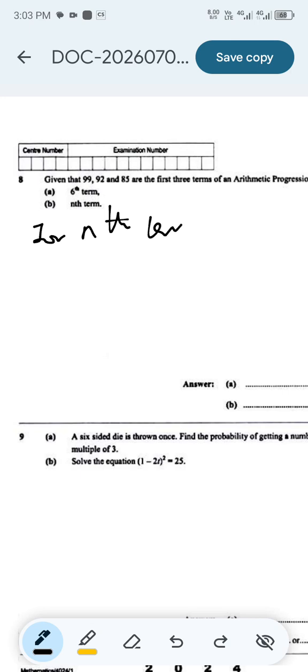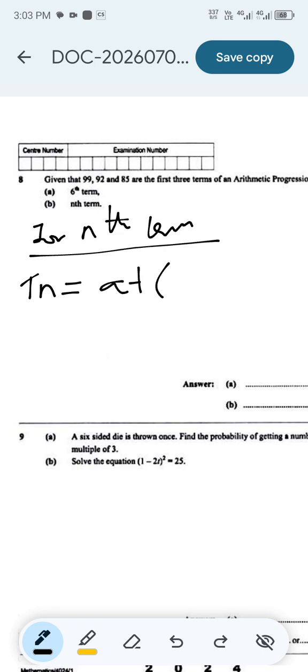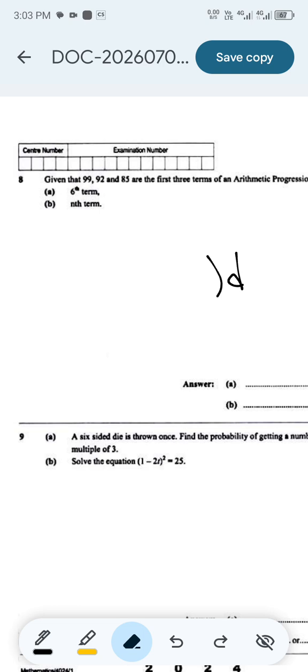So the formula for the nth term is equal to the first term plus open bracket n minus 1 times the common difference. This is a common formula that is used whenever finding the first term, common difference, or number of terms. So now let's use this formula to solve question A.